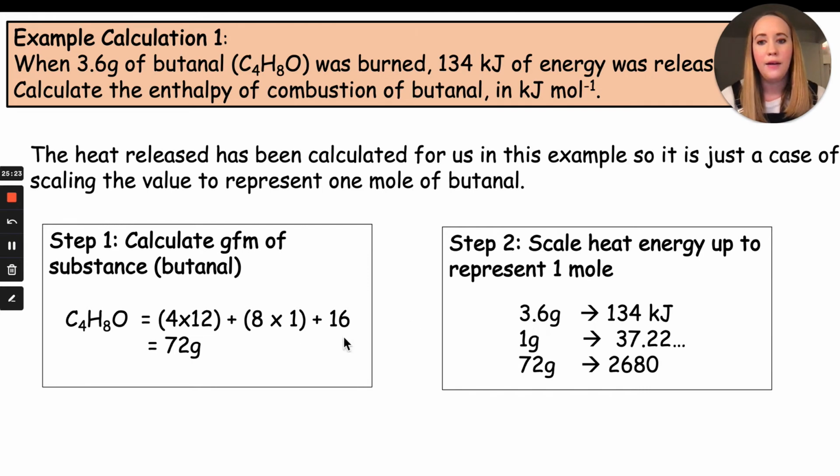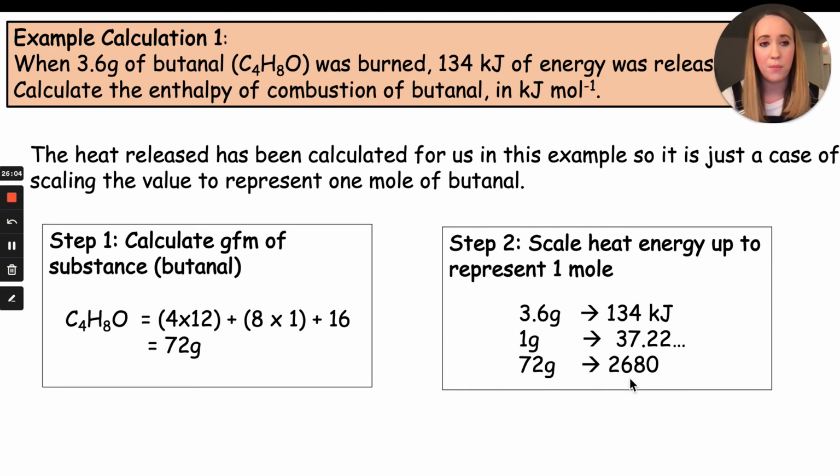And then we're going to bring in the GFM, because we don't want to work out what 1 gram produces. We want to know what 72 grams or 1 mole produces. So we're then going to multiply both sides by 72 to get our final answer of 2,680. Now, this is not where your working is finished. If you leave your answer as 2,680, or if you leave it like that and you stick kilojoules per mole on the end for a unit, you are not going to get full marks for this question.